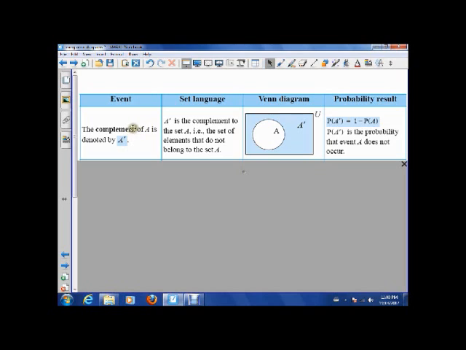The complement of a set is denoted by A prime, and what it means is it's everything that's not in A. So in the Venn diagram, if this is A, the complement is all the stuff outside here, everything that's not in A. So for example, if A is the set of kings, A prime is the set of all the other cards that aren't kings.